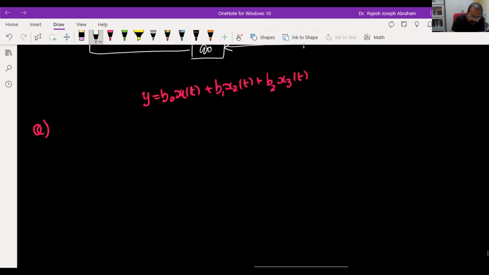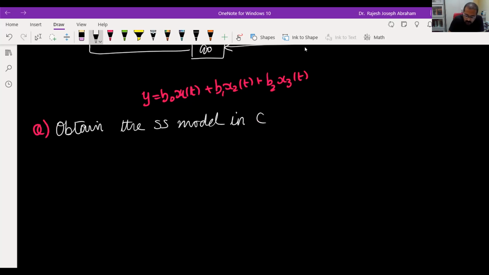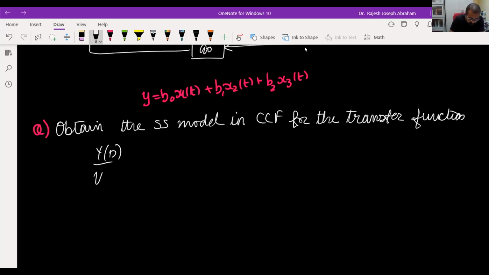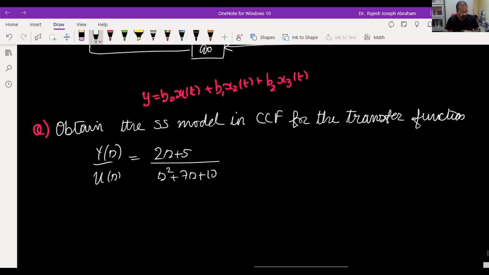Question: you are given the transfer function y of s by u of s equals (2s plus 5) divided by (s square plus 7s plus 10). Obtain the state space model in controllable canonical form. Okay, you can obtain it. I will give you the final answer.